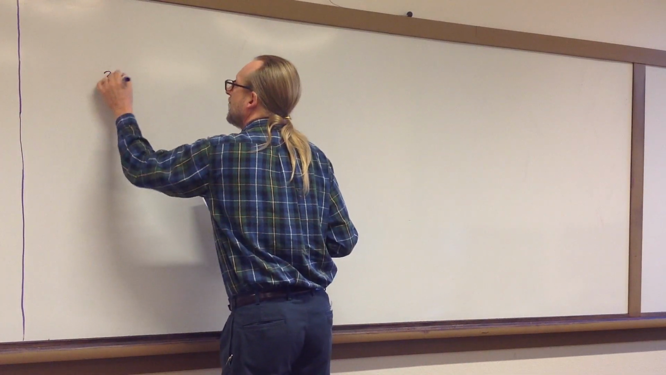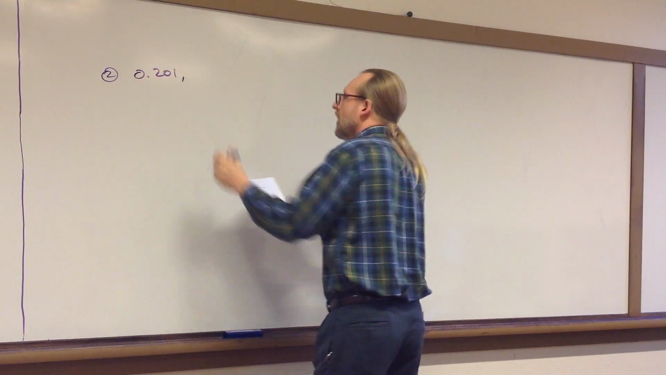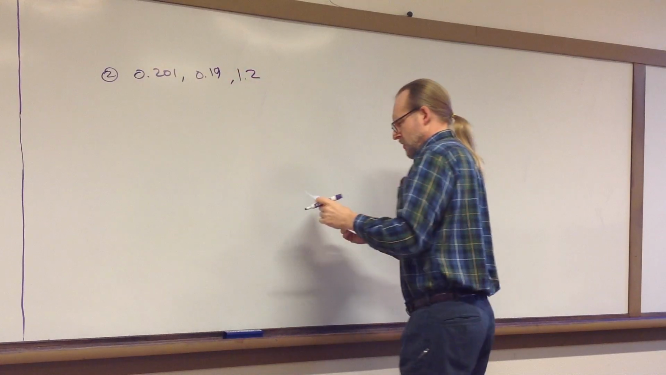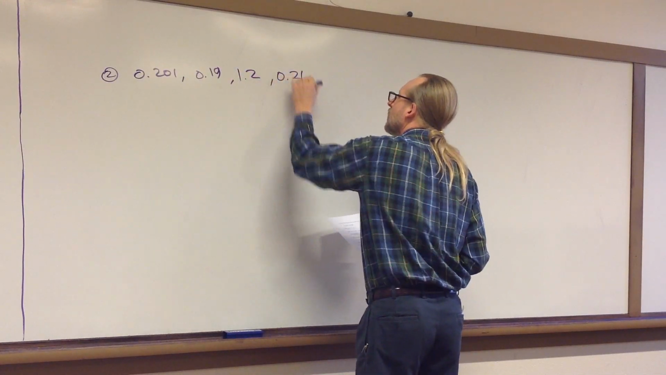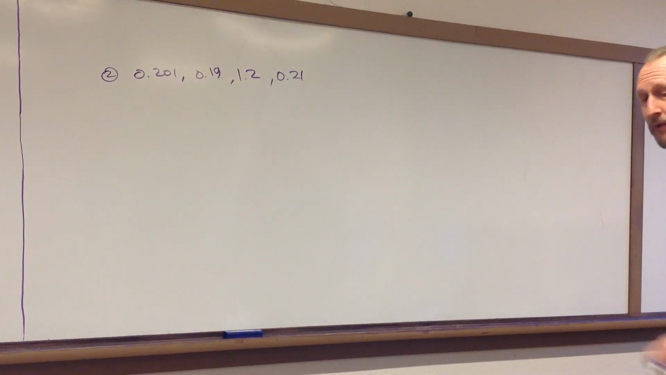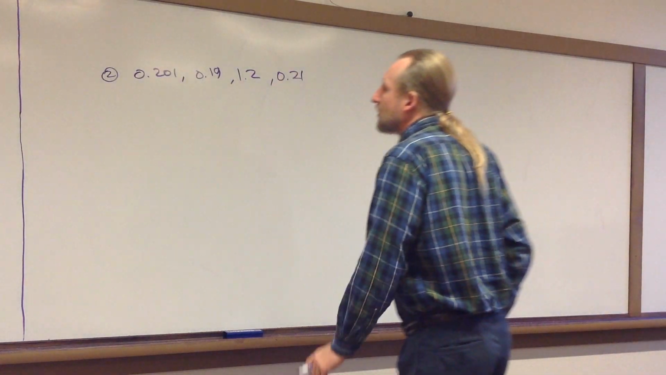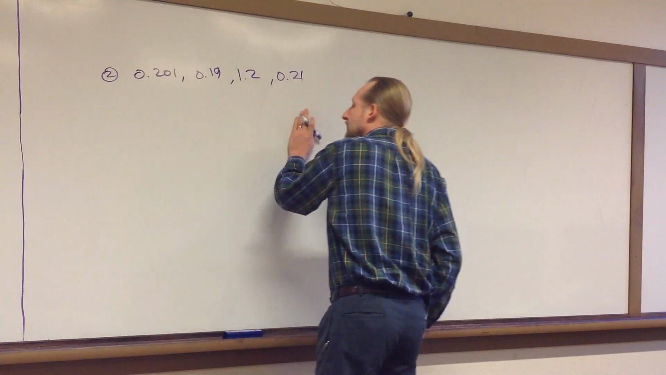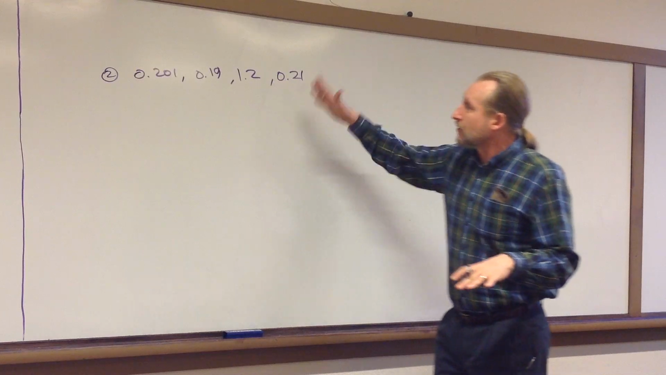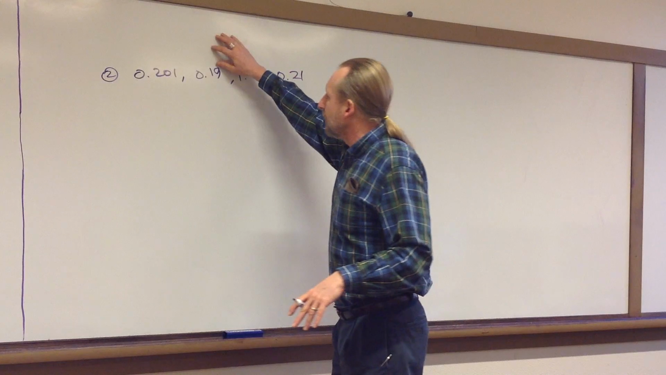Problem 2 on that handout, we've got a list of decimals: 0.201, 0.19, 1.2, and 0.21. Okay, so the idea here is that we need to write these in order, from least to greatest. So we want the smallest one here, we want the biggest one here. All right, so let me first talk about a good way to solve the problem, and then I'll talk about some other things that go into this, okay?